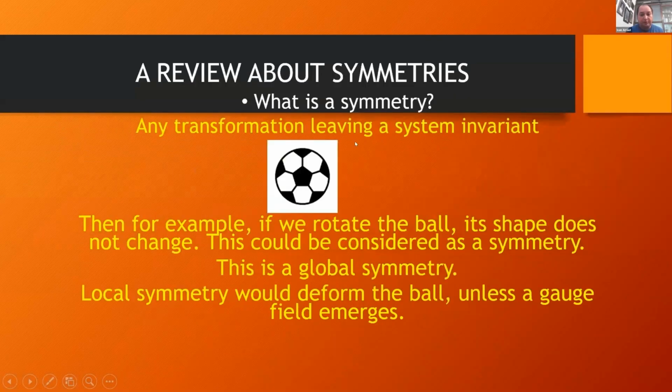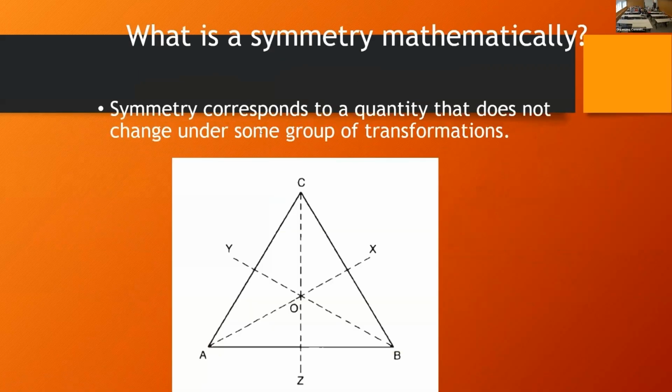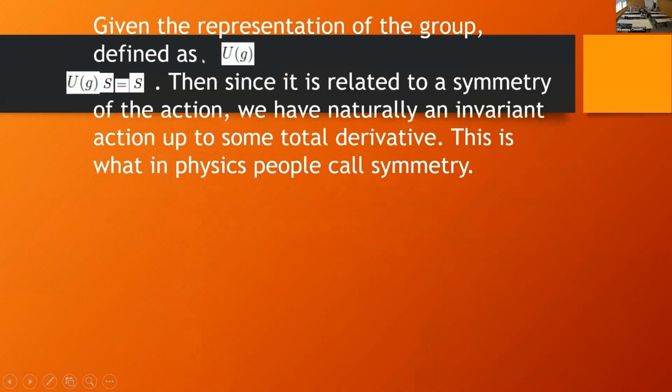Symmetry is the invariance of a system under some transformation, and the basic example is when we rotate a ball. This is an example of global symmetry. If it is local symmetry, we would deform locally the ball unless we introduce a gauge field, which restores the symmetry of the system. Symmetries could be finite, for example the dihedral group. Every time there is a representation of the group, when you apply it, the action is invariant up to total derivative.